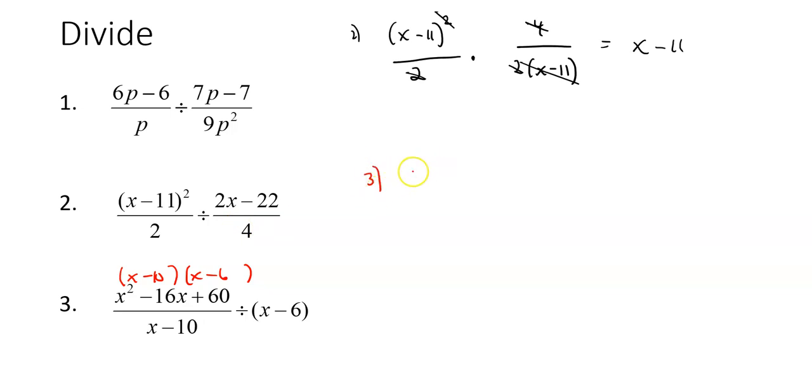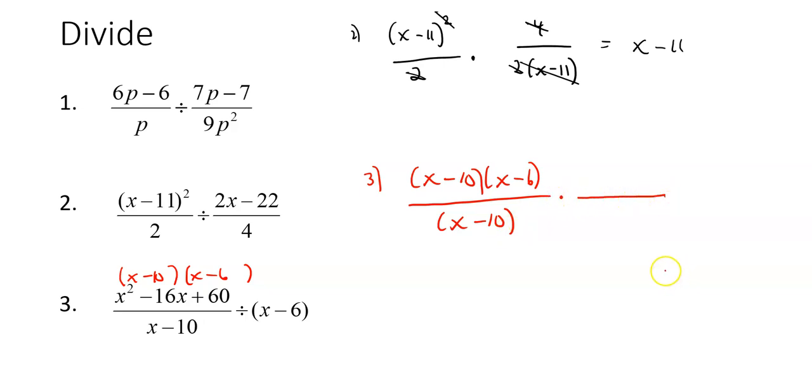When I rewrite it, it looks like this. x minus 10, x minus 6 over x minus 10 times the reciprocal of that second term. So that second term is really x minus 6 over 1. So when I flip it, I get 1 over x minus 6. All right, so what happens? We can cancel a few factors here. We've got an x minus 10 top and bottom that goes away. We got an x minus 6 top and bottom that goes away.